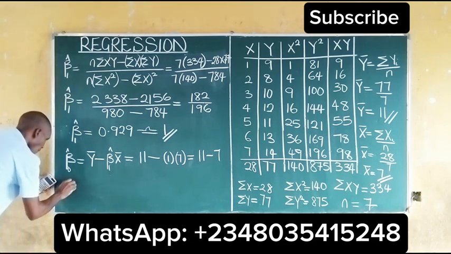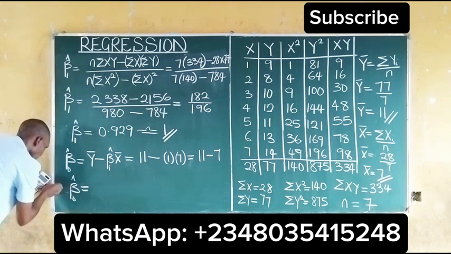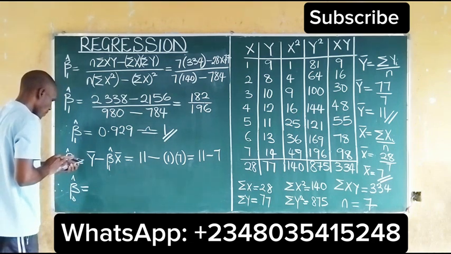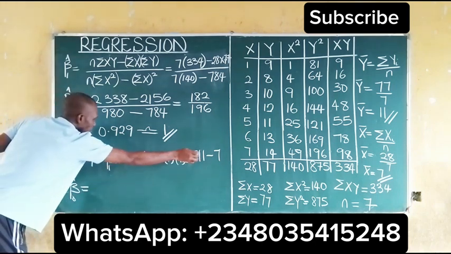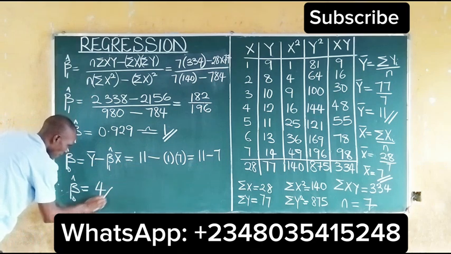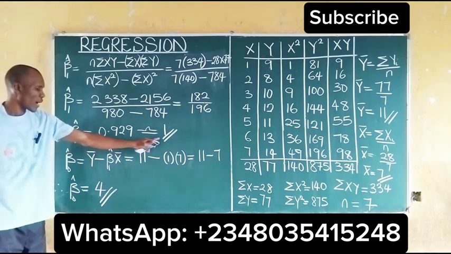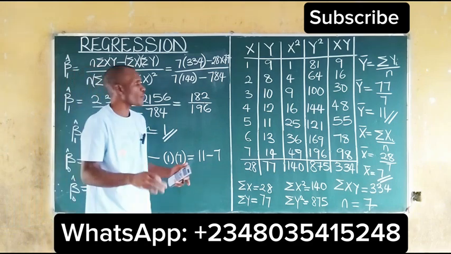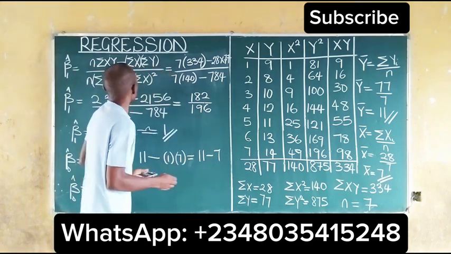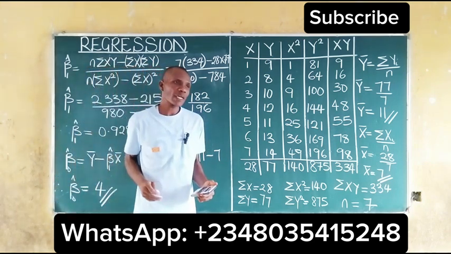So that means that our B naught estimate is equal to 11 minus 7. 11 minus 7 will give us 4. So our B1 estimate is 1. Our B naught estimate is 4. This is simply how we can calculate, or how we can fit, the linear regression model.